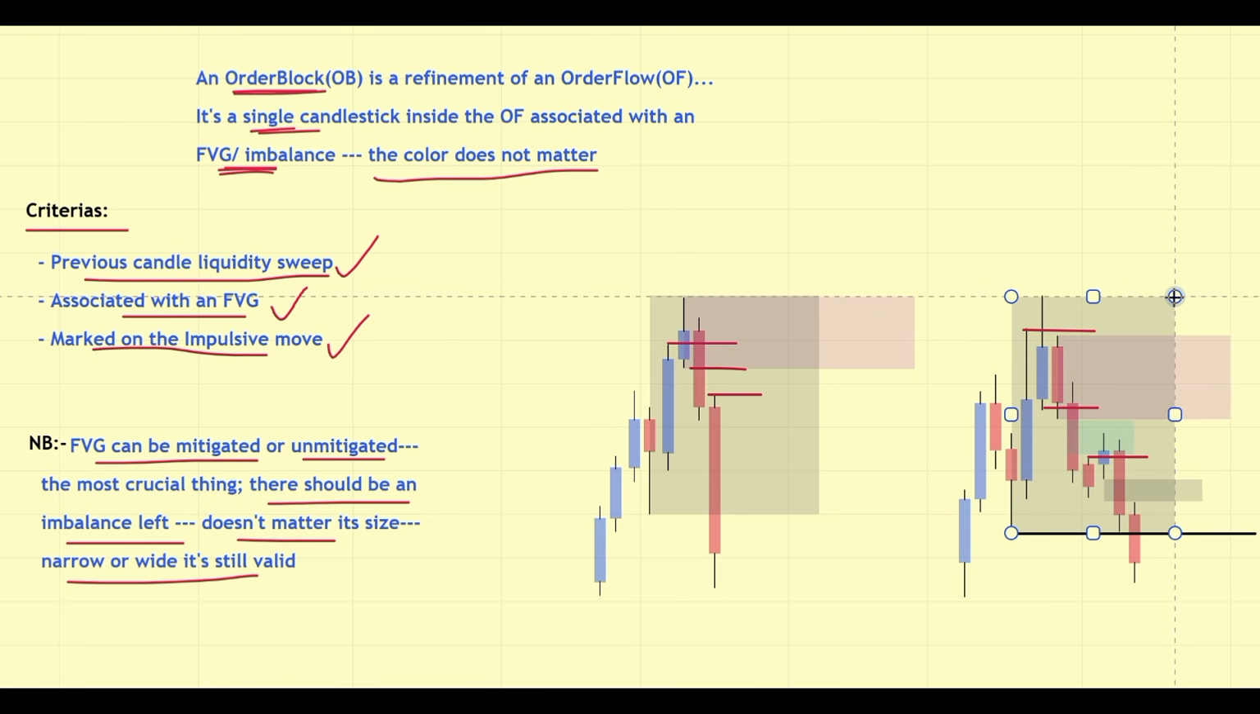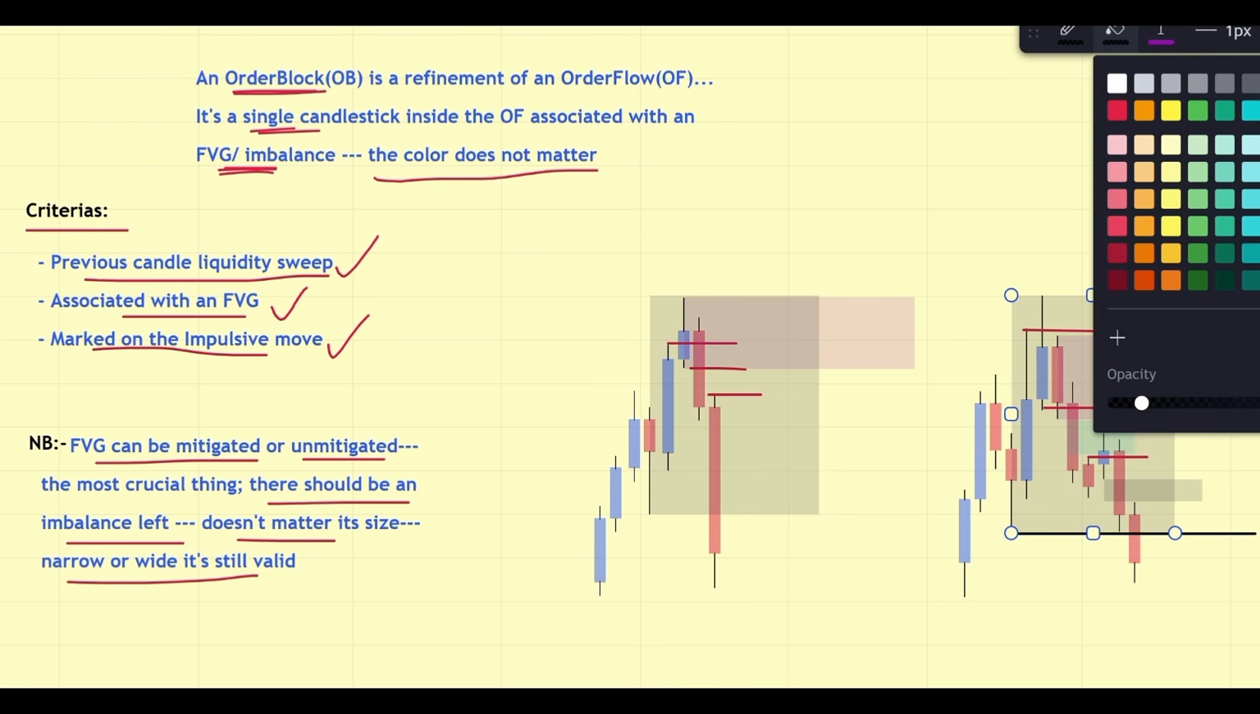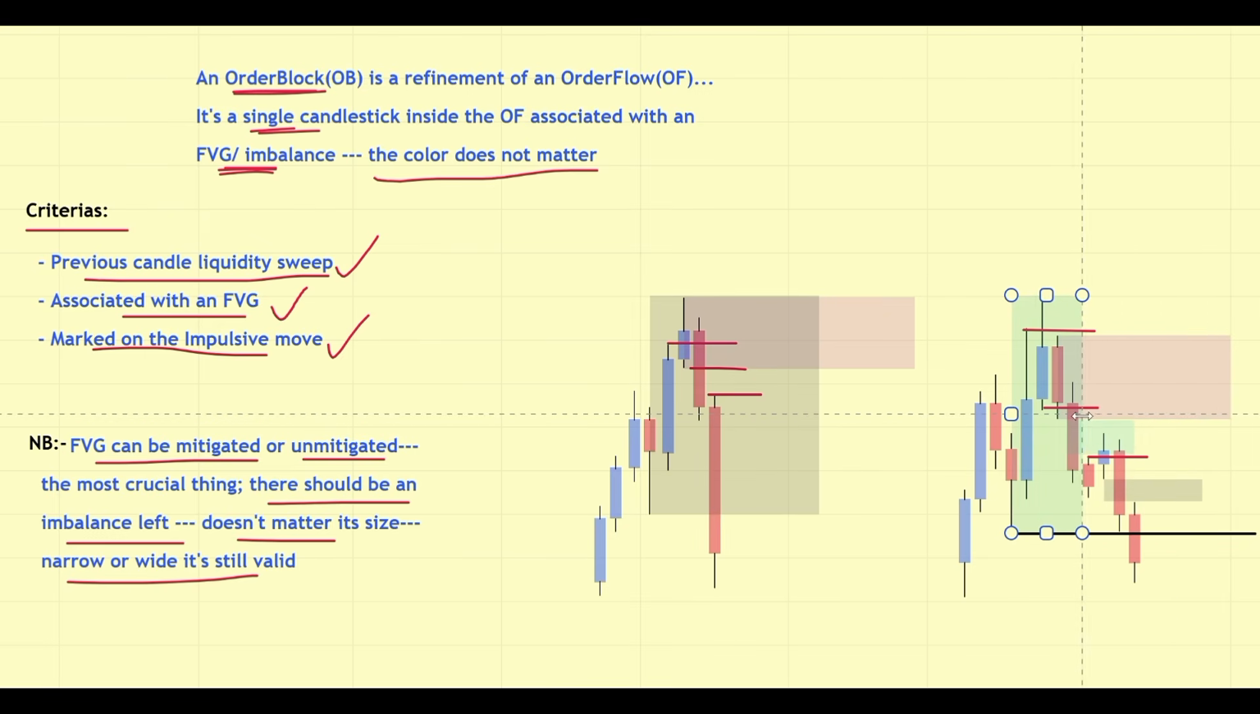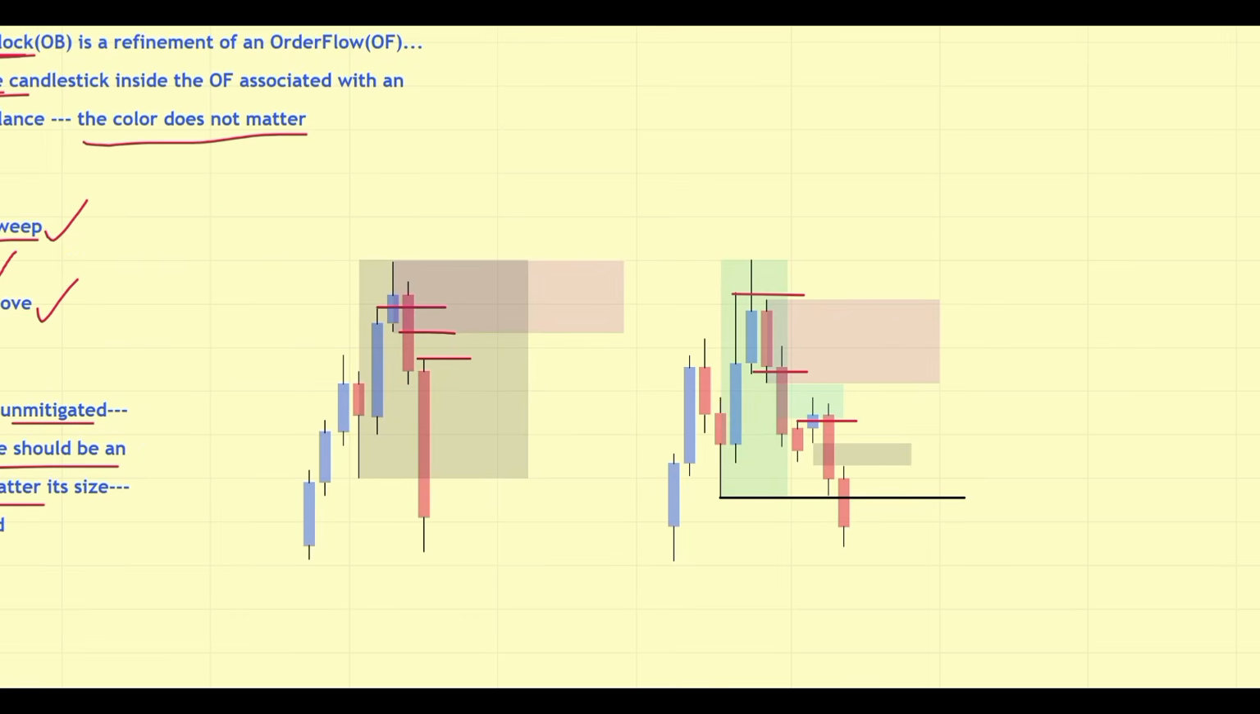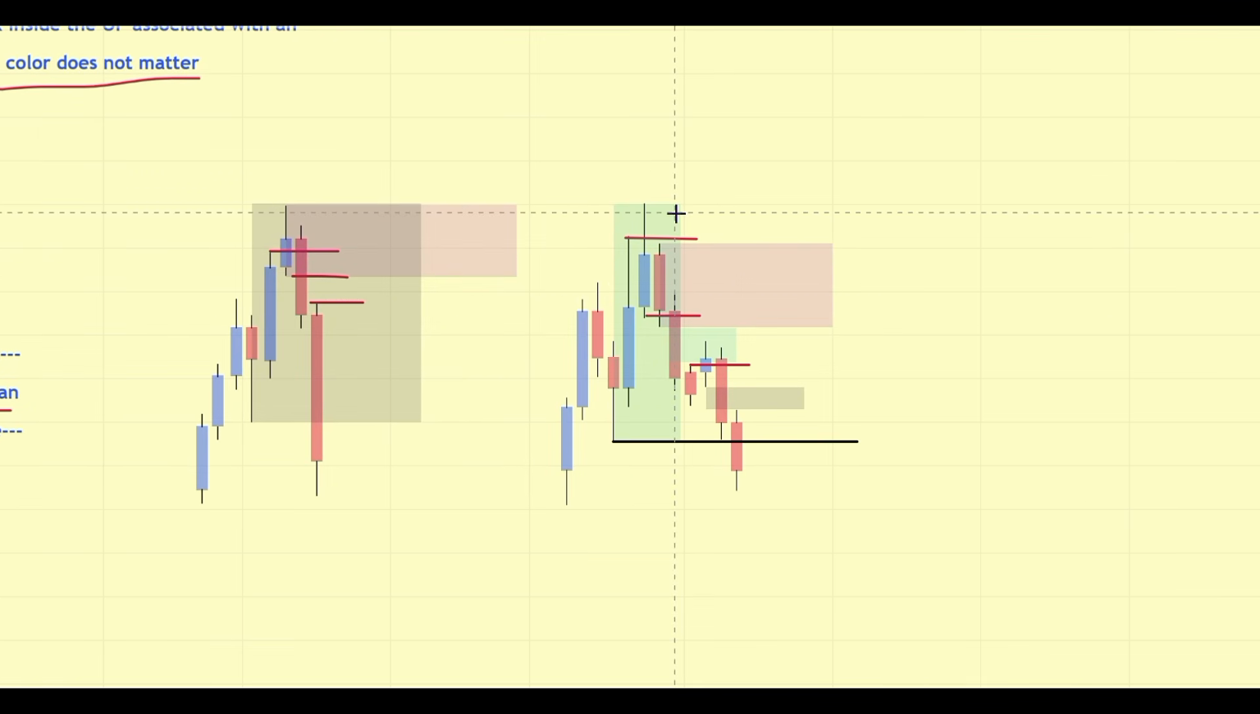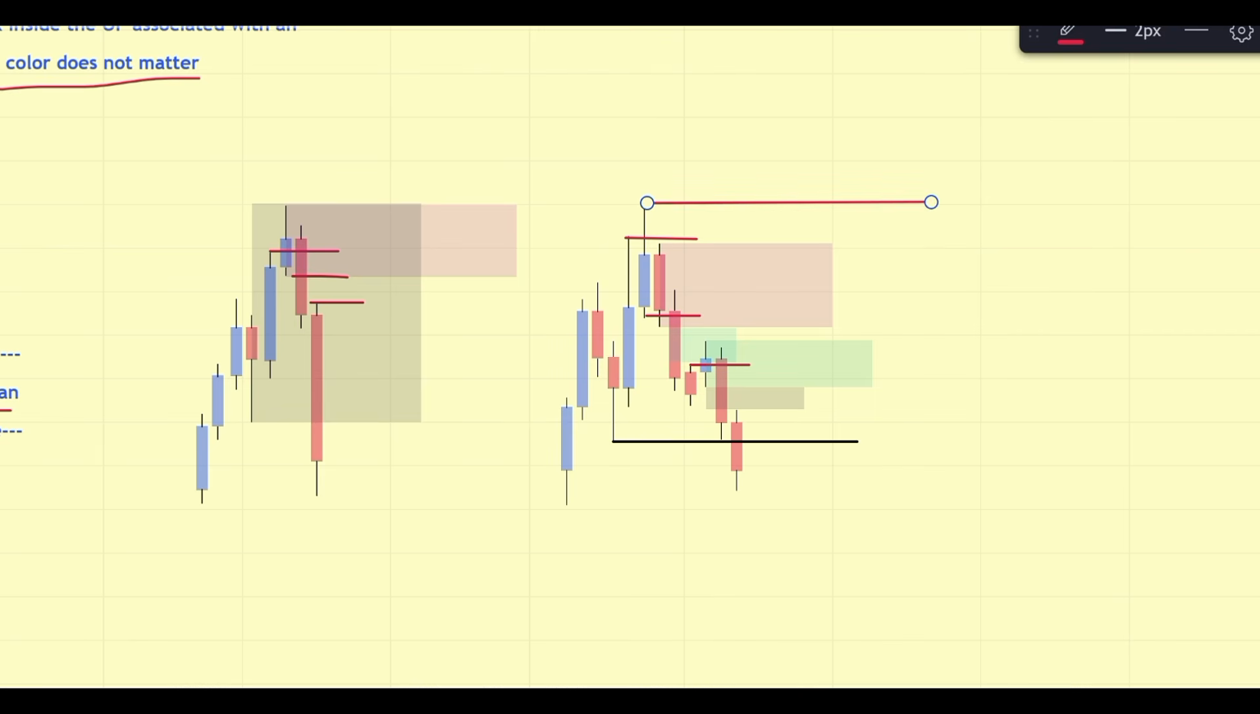So this means that in this order flow, there are two order blocks. And so in this case, this one here is also a correct order block. So right now I can do this, and I should mark this one here to be an order block also. So this means that this order flow, which ranges from this high all the way to this low, contains two valid order blocks. That's the first, and this here is the second, because the criteria are met.